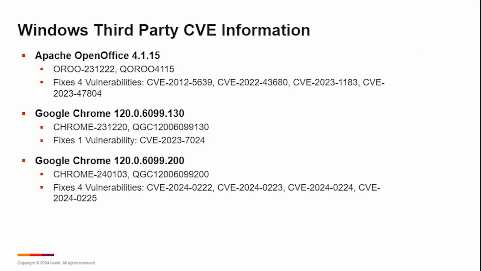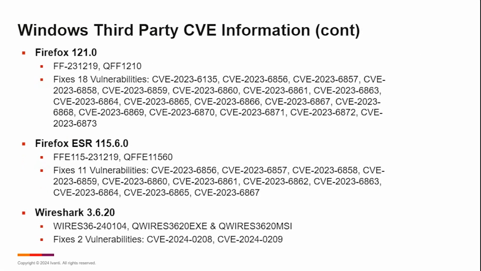Listing out some of the Windows updates with third-party CVE information in case you're interested, we include them here. We had, like I said, the versions of Chrome that were released, Open Office. You can see that a large Firefox update, 121, came out. This was released on 12/19, addressing 18 vulnerabilities. So you should obviously make sure you're up to date with the latest version of Firefox, but this one came out mid-month. And then we had the Wireshark updates.